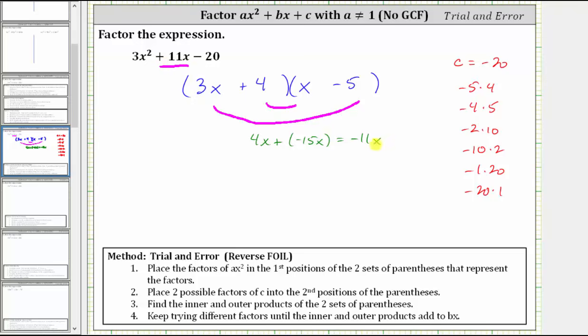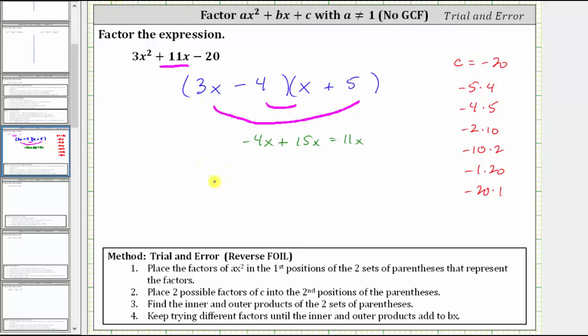So in this case, when we have the right term but the wrong sign, it's an easy fix. We simply change the sign of the two factors. So let's change the plus 4 to minus 4, and the minus 5 to plus 5. And let's go ahead and check this again. Now the inner product is negative 4x, plus the outer product is positive 15x, which notice how it does give us a sum of 11x, which is the middle term, and therefore we now know this is factored correctly.